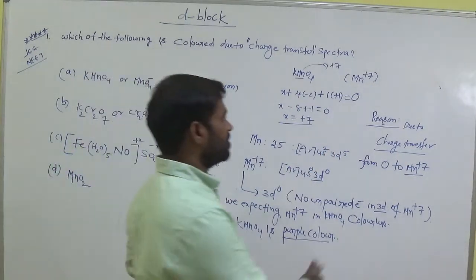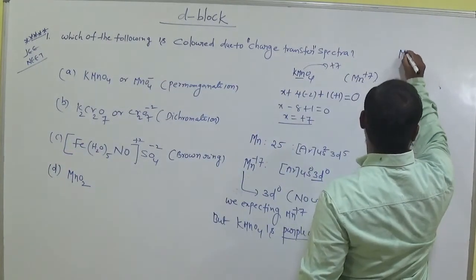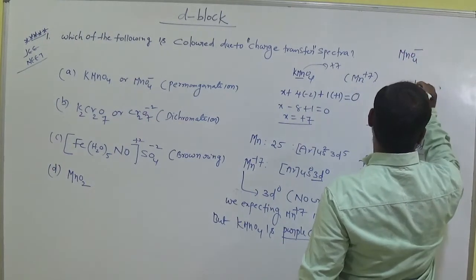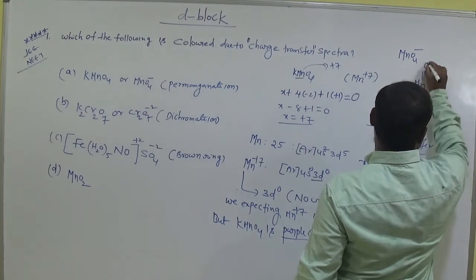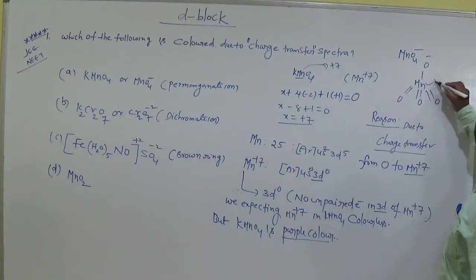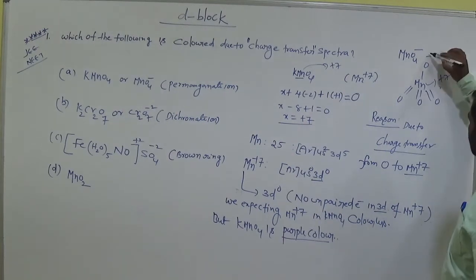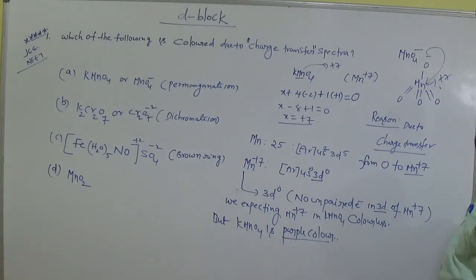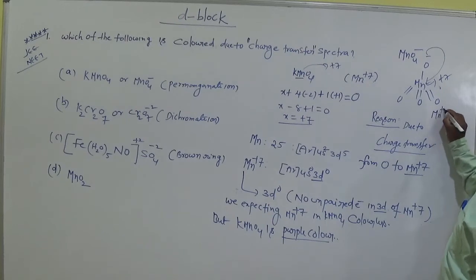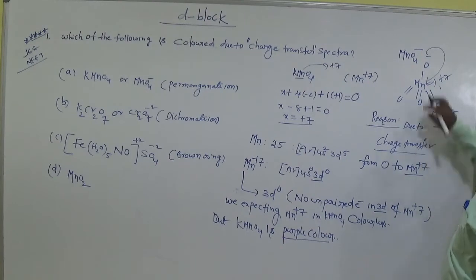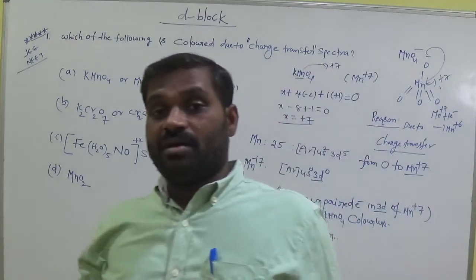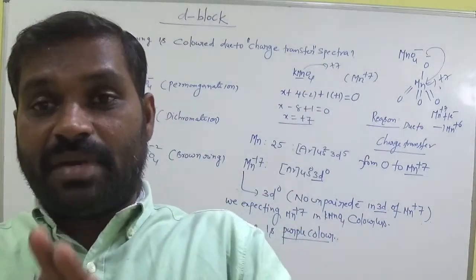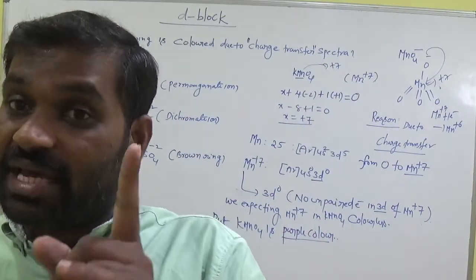Okay, clear? So what is the structure? MnO4 minus structure here. This is the manganese, with O minus. Am I right? Here the oxidation state of manganese is plus 7. This electron moves towards manganese. Then Mn plus 7 gains 1 electron and becomes Mn plus 6. Due to the charge transfer, manganese plus 7 becomes Mn plus 6. So it has 1 electron now.